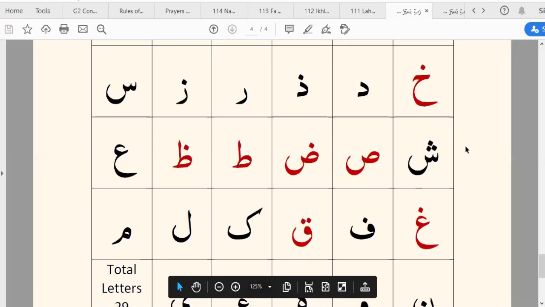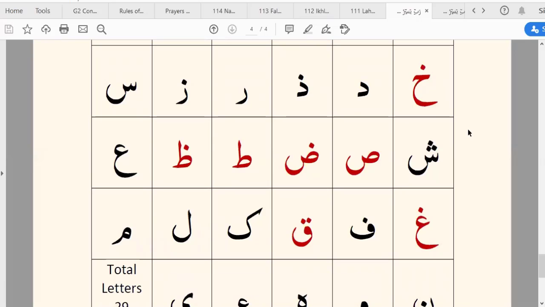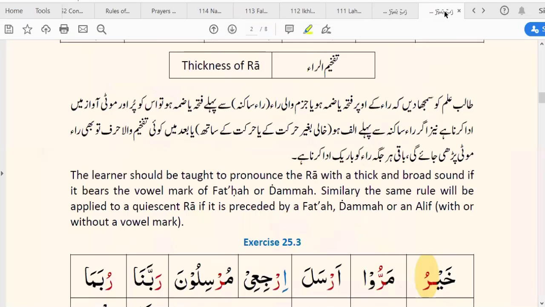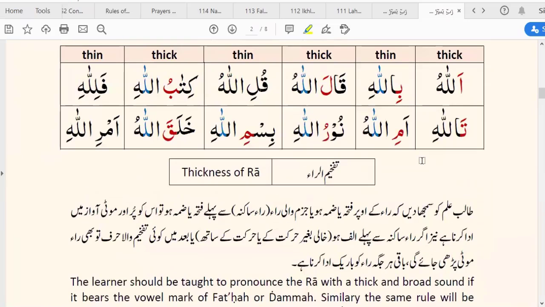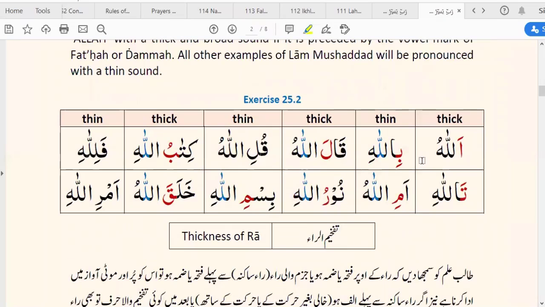Along with these letters, last week you were taught the rule of majestic lam, which is when there is lam mushaddad present and you have a fatha or a dhamma stroke before it, you produce a thick sound. So this was the rule that you were taught last week.